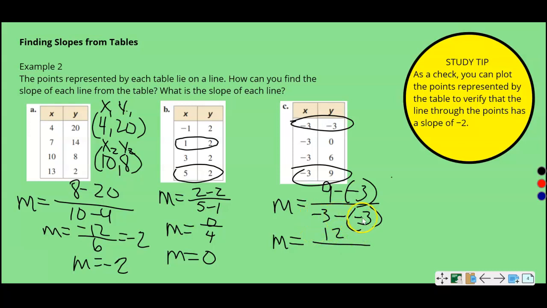Negative 3 minus negative 3. Negative negative makes this plus. So negative 3 plus 3 is 0. All right, we cannot divide by 0, so this one is undefined. That one would be a vertical line, and it would not have a slope.